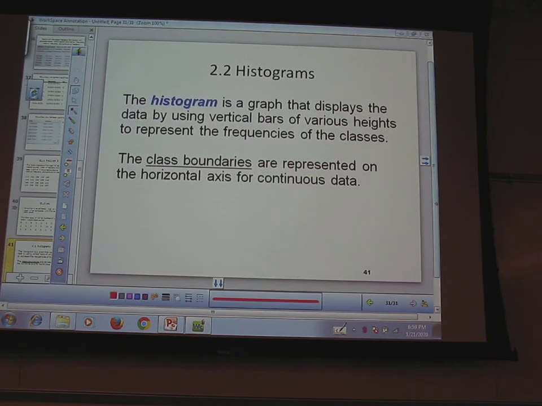Histogram. Ria, go ahead and read. The histogram is a graph that displays the data by using vertical bars of various heights to represent the frequencies of the classes. Class boundaries are represented on the horizontal axes for continuous data.